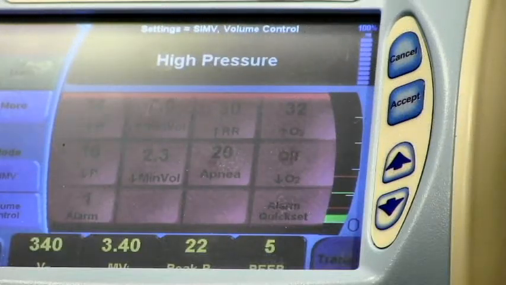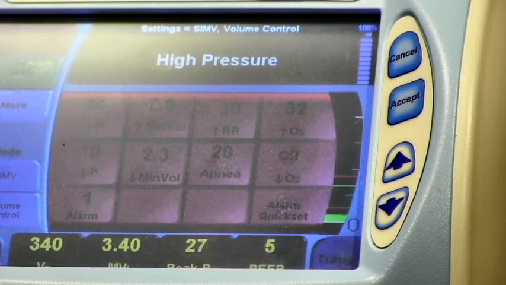So I'm going to leave it on the alarm screen here, and I'm just going to show you what happens when you get an alarm. I'm going to hold on to the patient's lung here and increase intrathoracic pressure just a little bit. As the patient goes to get a breath, I should get an alarm pretty quick here with the high pressure alarm.